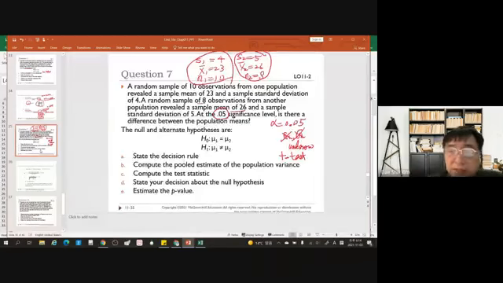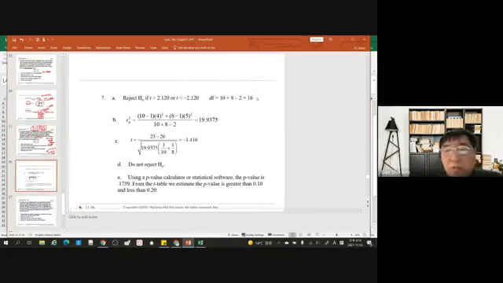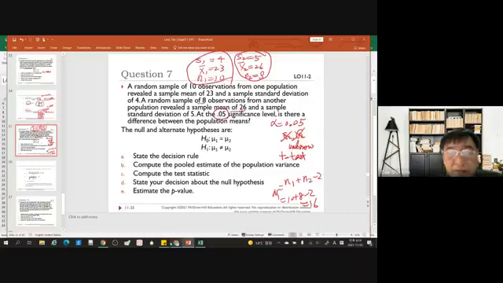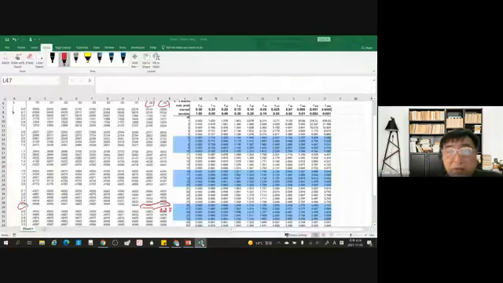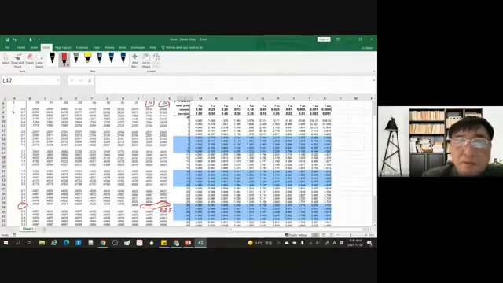The degrees of freedom, if the variances are equal, is n1 plus n2 minus 2. 10 plus 8 minus 2 is 16. The degrees of freedom will be 16. Alpha is 0.05, two-tail problem. Two-tail, we need to look at this one.